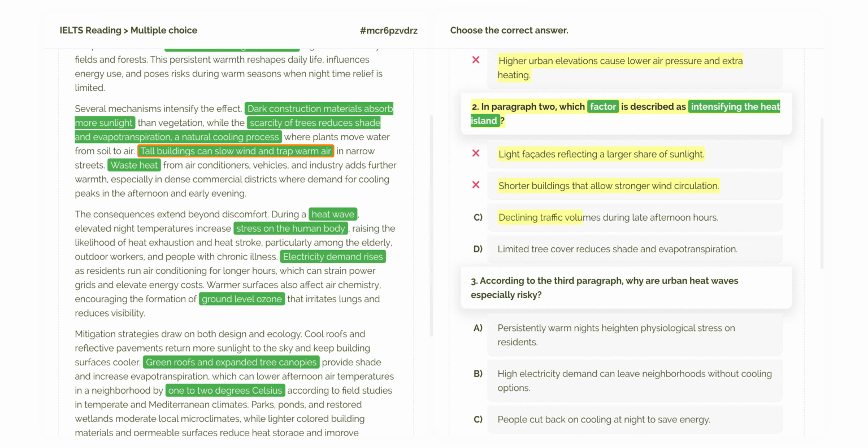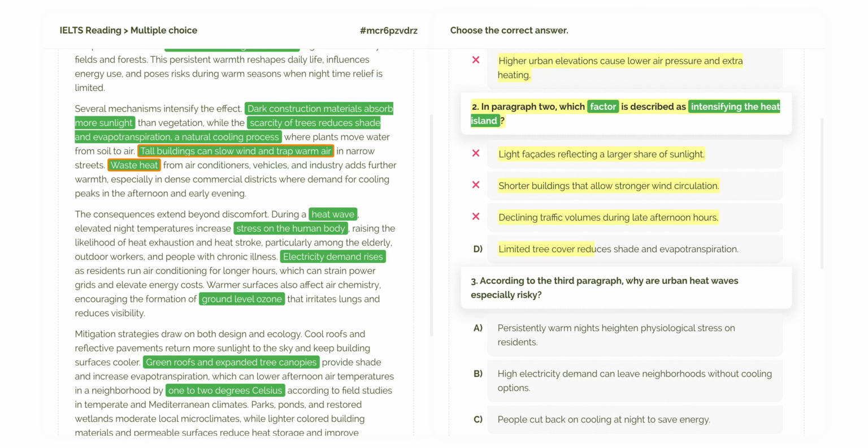Declining traffic volumes during late afternoon hours. The passage mentions that waste heat from vehicles adds further warmth. This means traffic adds heat. So, declining traffic would reduce the heat, not intensify it. This option contradicts the information given in the text. This option is incorrect.